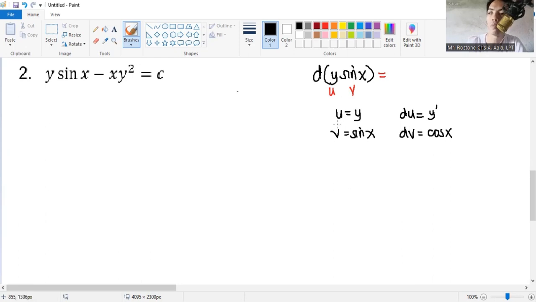So u, we have y multiplied by dv, which is cosine x. Then plus our v is sine x. Then we have du, which is y prime. So we have y cosine x plus sine x y prime. So yun po yung ating derivative ng y sine x.